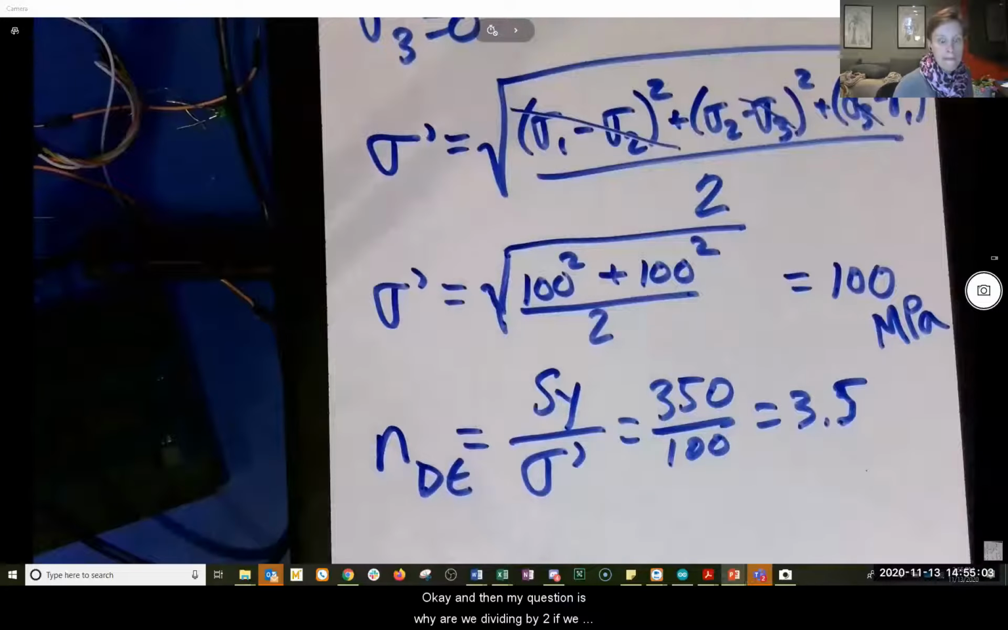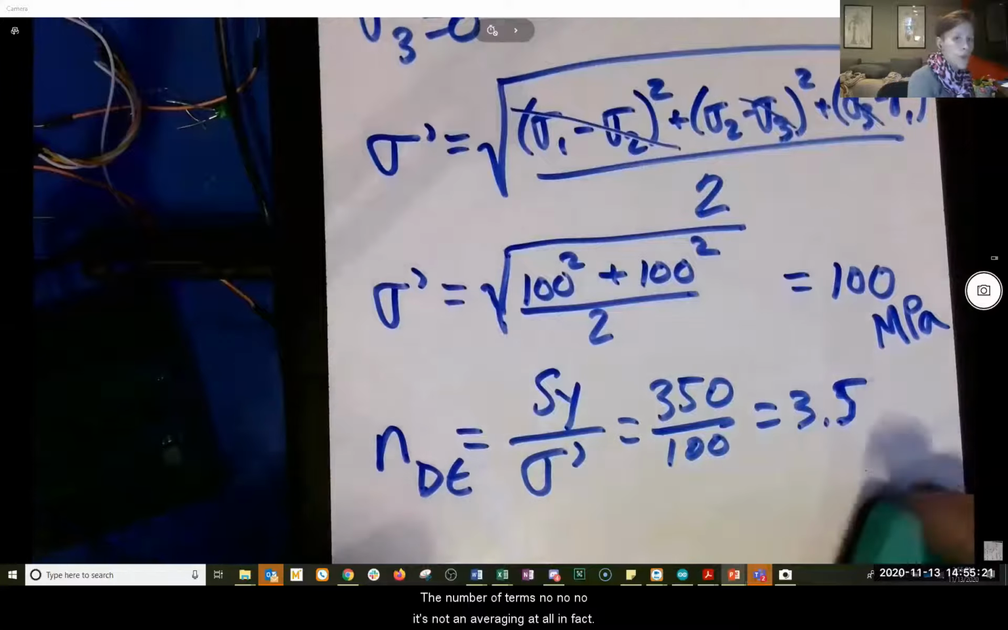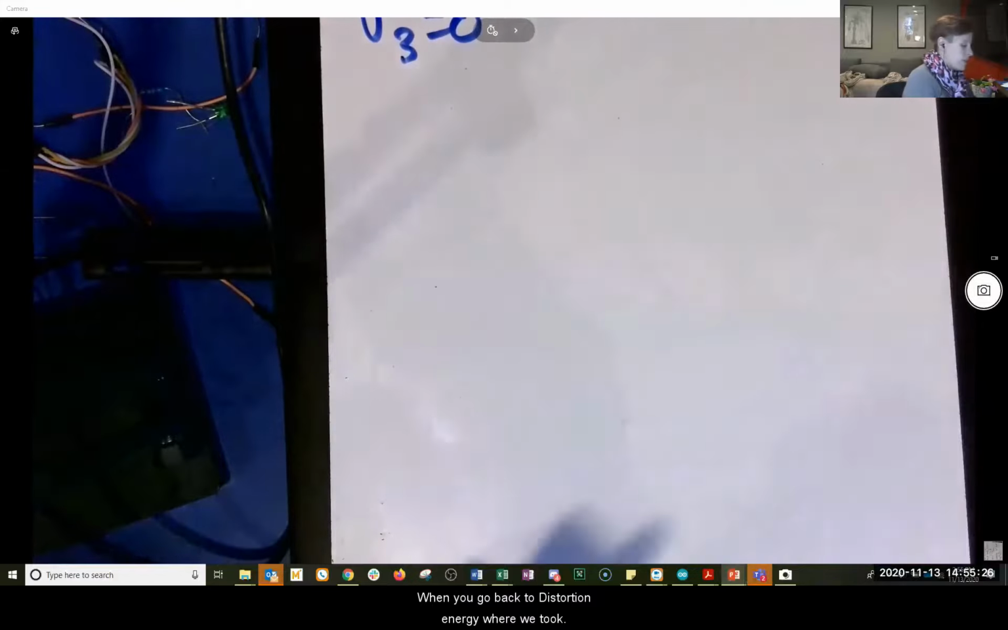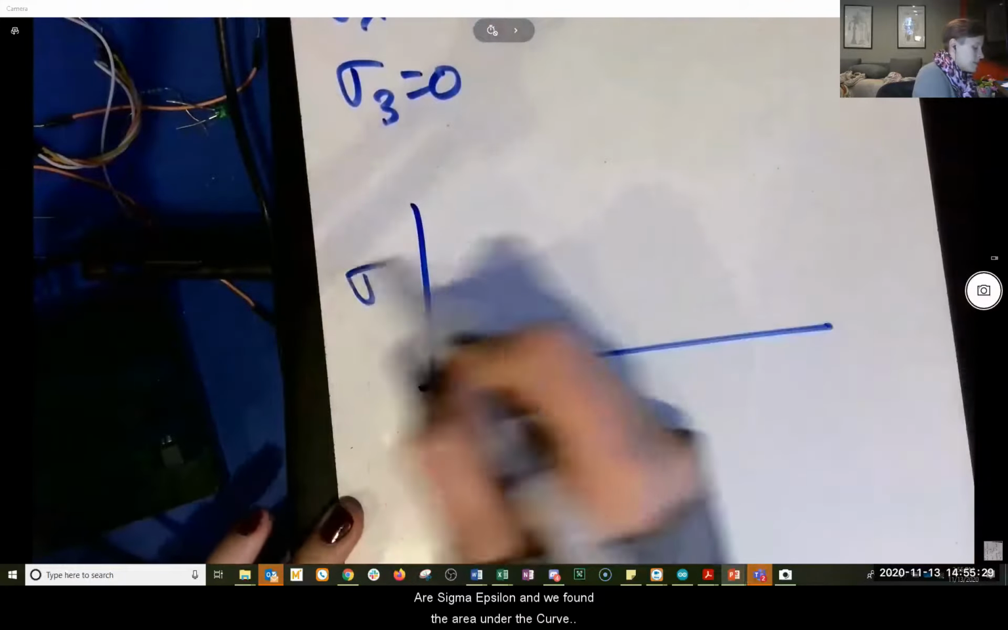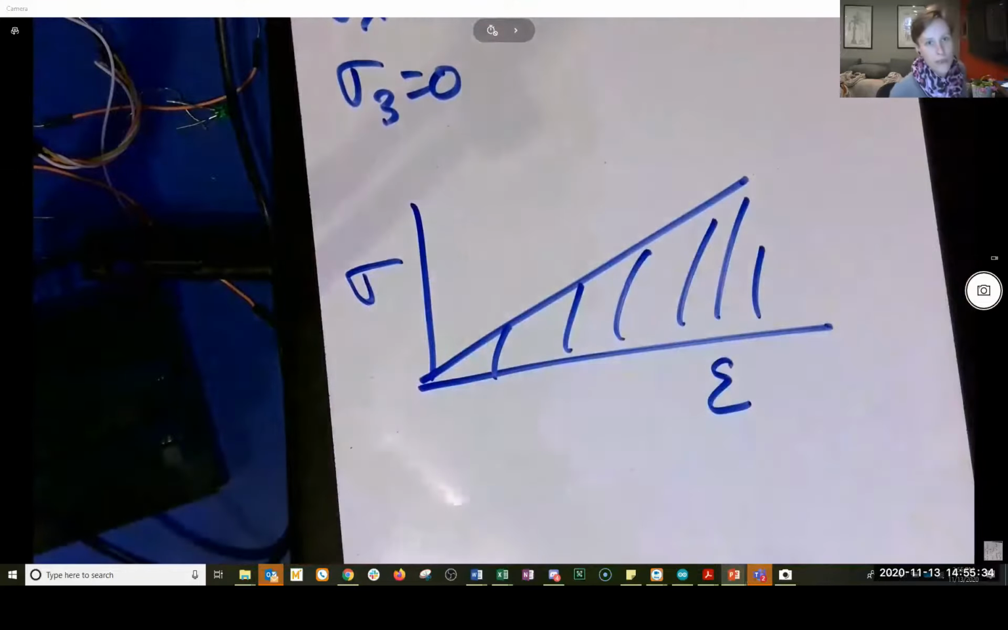Okay, and then my question is, why are we dividing by 2 if we have 3 terms? I know, it must just be something in how it comes out to be. It's not like the Pythagorean theorem where you need to divide by the number of terms. No, it's not an averaging at all. In fact, when you go back to distortion energy, where we took our sigma and our epsilon and found the area under the curve, that's where the half comes from. The 1/2 sigma epsilon makes sense. Okay, so that's where the half comes from.